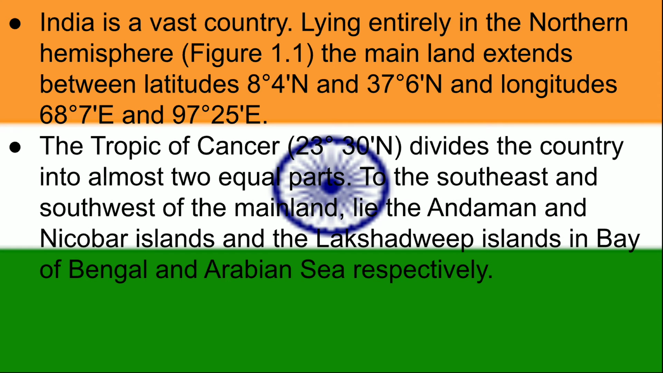The Tropic of Cancer, which is 23 degree 30 N, divides the country into almost two equal parts. To the southeast and the southwest of the mainland lie the Andaman and Nicobar Islands and the Lakshadweep Islands in the Bay of Bengal and the Arabian Sea respectively.